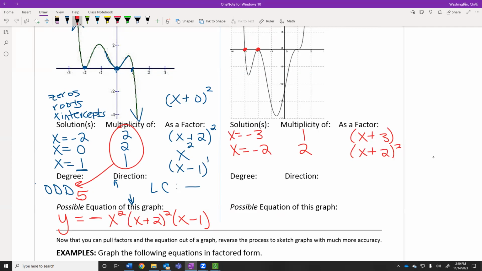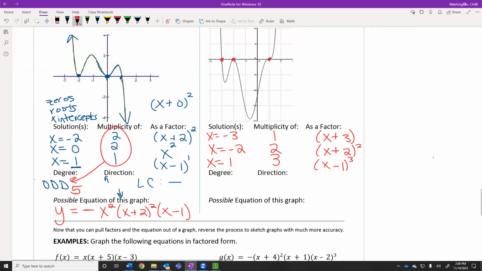Then we have another x-intercept over here, and x equals 1. That has to be an odd number. I know it has to be odd because it crosses the x-axis. It doesn't just touch, but it crosses in a way where we have to turn and continue to go on. We got to turn to go up through it. So the smallest that multiplicity could be is actually 3. So as a factor, that would be x minus 1 to the third power.